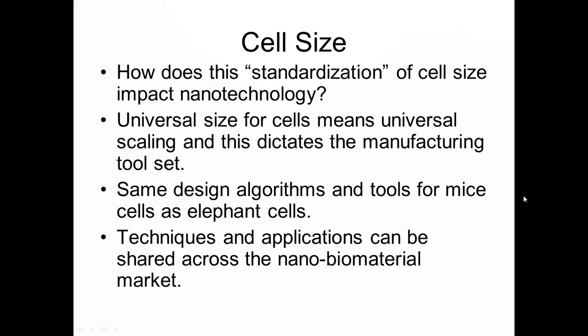So how does this standardization of cell size impact us in nanotechnology as engineers and scientists? Well, the universal size for cells means universal scaling, and this dictates the manufacturing tool set. So the same design algorithms that we would use to understand cells in mice, we could use to understand cells in elephants or in corn.